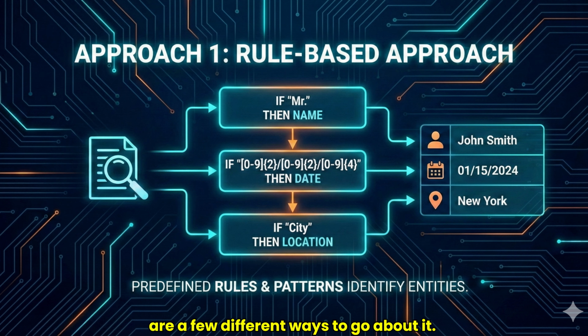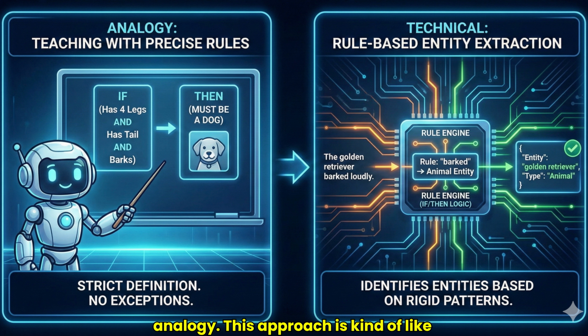Well, there are a few different ways to go about it, and we're going to start with the most foundational one, the rule-based method. The best way to think about this is like giving the computer a very, very strict rulebook to follow. Here's a great analogy. This approach is kind of like teaching a little kid what a dog is by giving them a super precise definition. You tell them, look, if it has 4 legs, a tail, and it barks, then it absolutely must be a dog. No wiggle room, no exceptions.